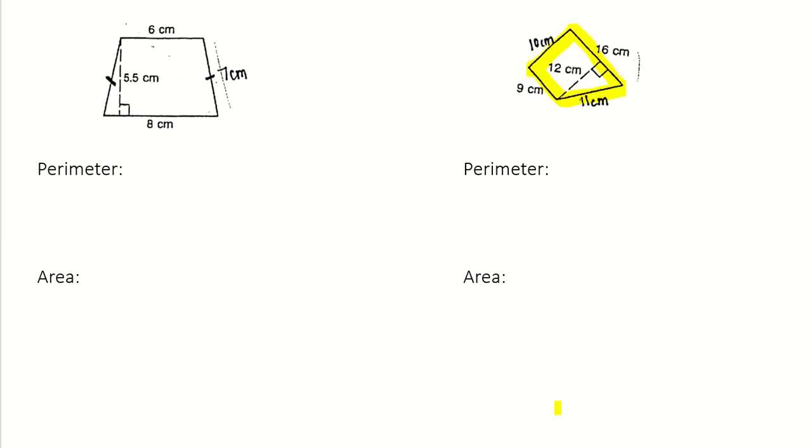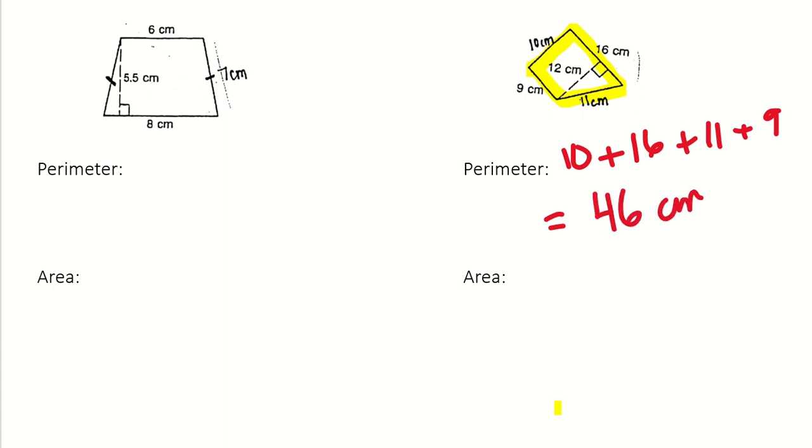First, I'm solving for perimeter, which is adding everything up. So I have a 10 plus 16 plus 11 plus 9. When it comes to the perimeter, that 12 on the inside is irrelevant, unnecessary. Okay, so I'm going to add all those up. I get 46 centimeters. That is the perimeter of that shape. Okay, now the harder part, which is area.